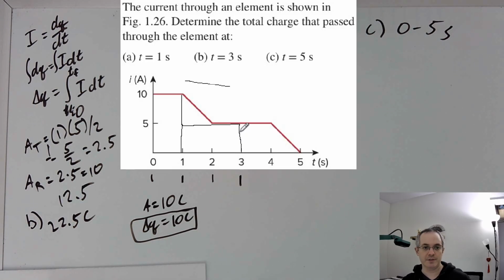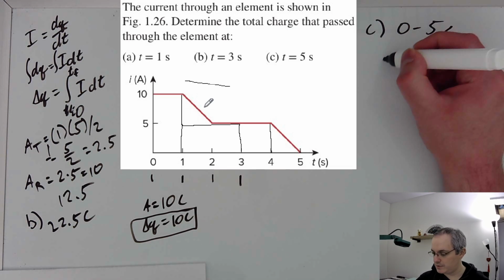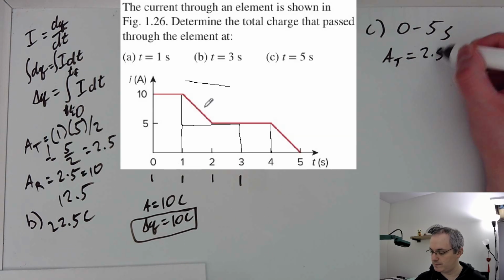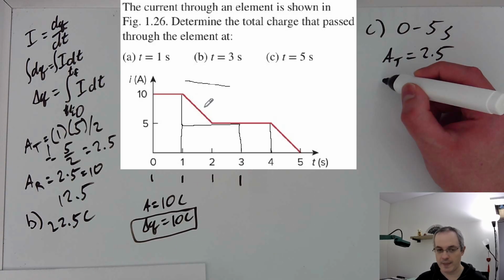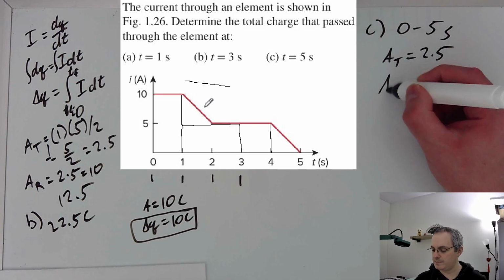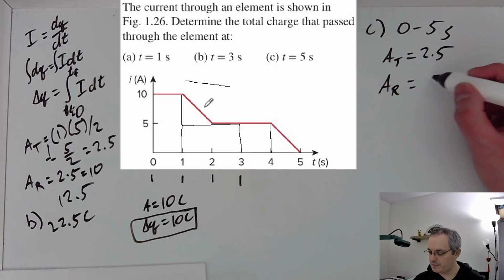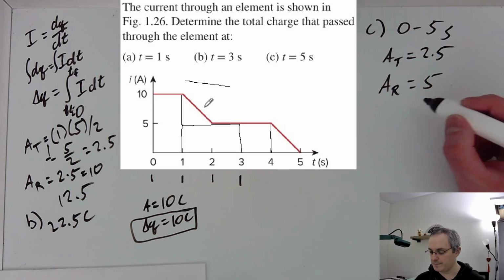And then C wants everything from 0 to 5 seconds. So that introduces a little square here and a triangle. This triangle is the same area as this triangle. It is 5 by 1. The area of that triangle is 2.5, just looking at our previous work. The area of that little square, which we'll call a rectangle, is 1 by 5, and that's just going to be 5. So the new area is 7.5.